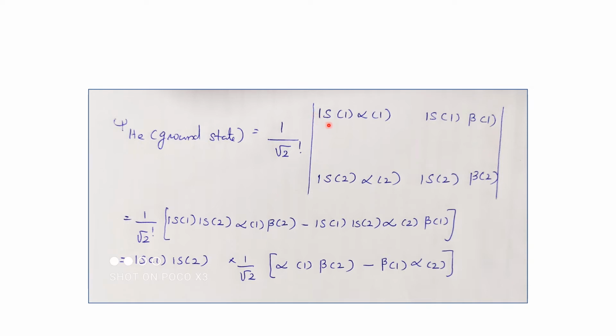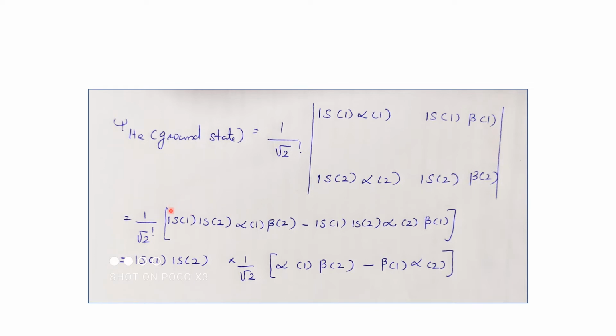determinant. It is a 2 by 2 matrix since it contains 2 electrons. 1s1 alpha 1, that is, the first electron resides in the 1s orbital, and alpha 1 is the spin of the first electron. Then 1s1 alpha 1, 1s1 beta 1, 1s2 alpha 2, 1s2 beta 2.